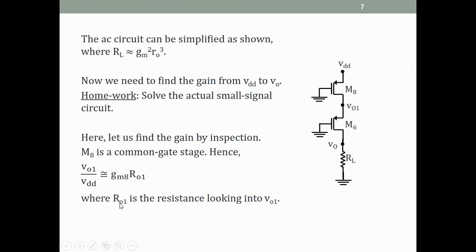And how much is RO1? RO1 is the resistance looking up, which is RO8, in parallel with the resistance looking down. The resistance looking down from VO1 is the resistance looking into the source of a MOSFET. And if you recall, the resistance looking into the source of a MOSFET is what? It is RO6 plus RL divided by 1 plus GM6 RO6. We've derived this before, so I will not derive it here.